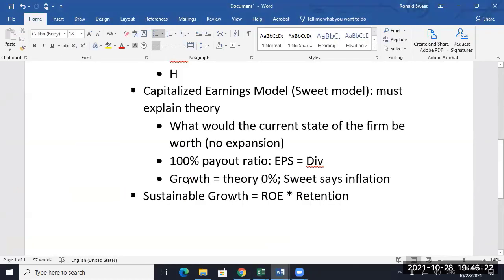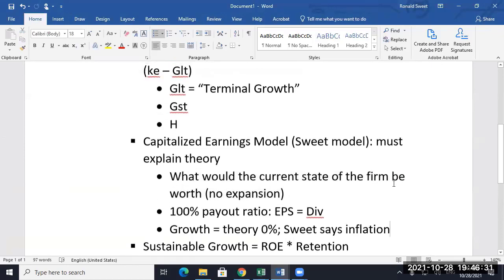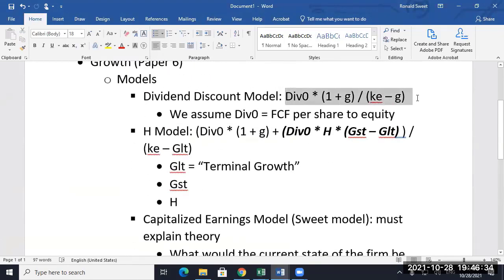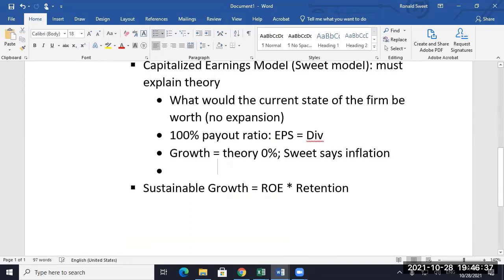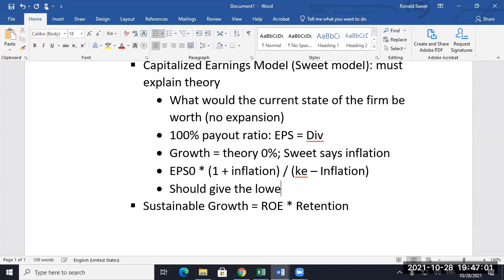So essentially what I'm saying is if a firm pays out all of its earnings so it can't expand, can't add stores, it should just be able to grow with inflation. And in that case, it should be the dividend discount model. But in this case, our dividends are no longer dividends, they're earnings per share, and our growth is no longer growth. It's inflation. It's the same as the dividend discount model. I just changed my dividends and changed my growth. It's the same model. This should give you the lowest value. It should, but very frequently it doesn't.